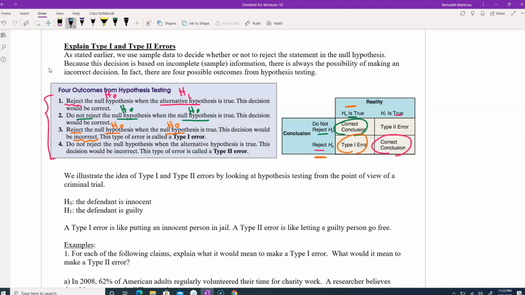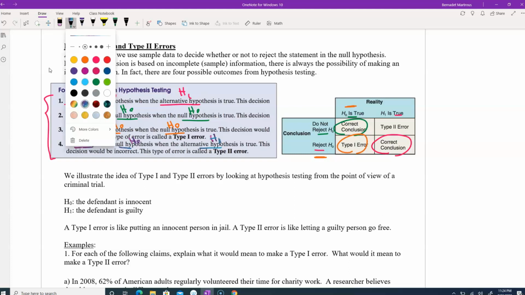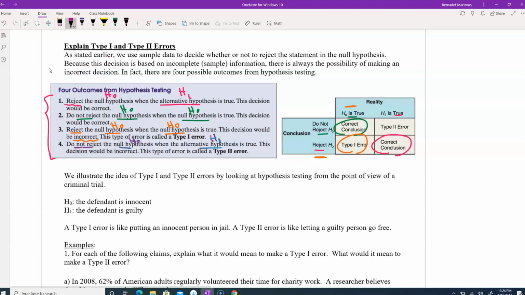Now number 4, do not reject null when the alternative is true. Okay, so we have do not reject null when alternative is true. Based on this row and this column, we have type 2 error. So that is also not correct.